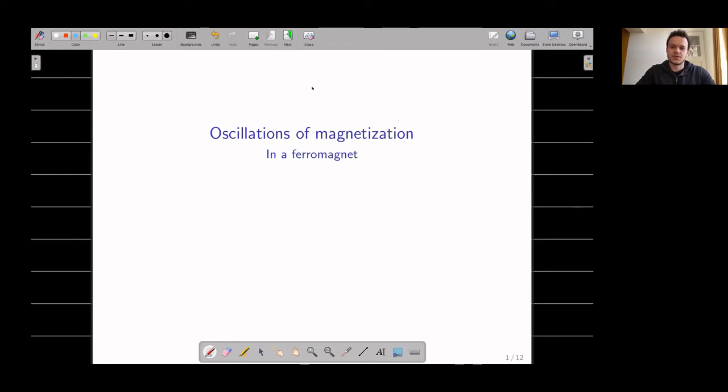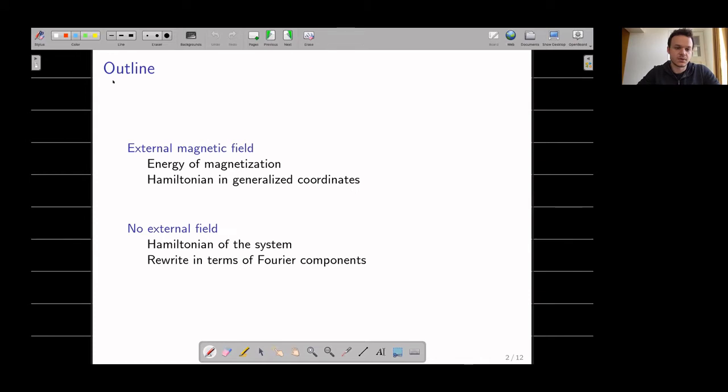Okay, so today I'm going to talk about oscillations of magnetization in a ferromagnet. First, I'm going to give you the outline, and then at each step you can ask questions about the system. So let's see.